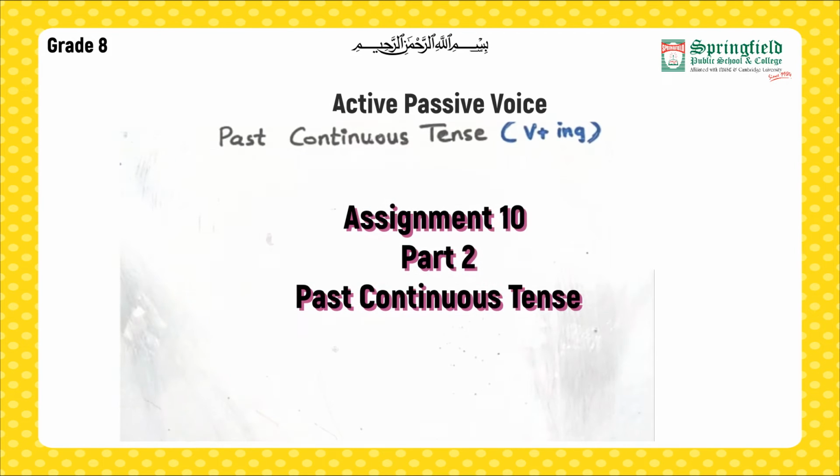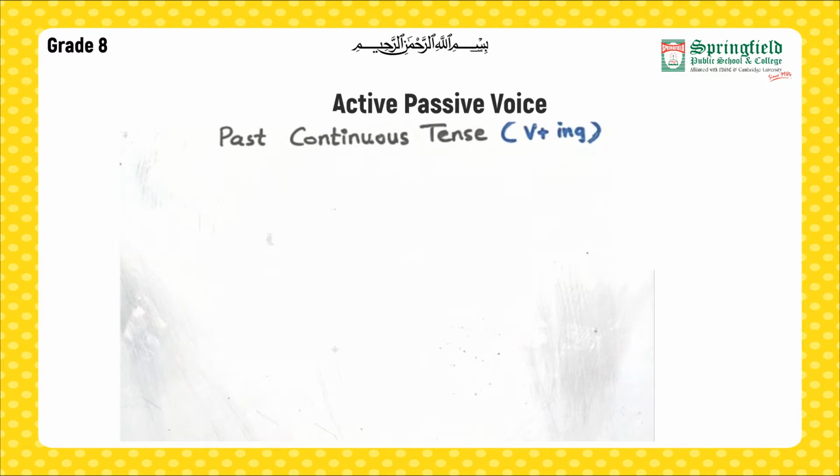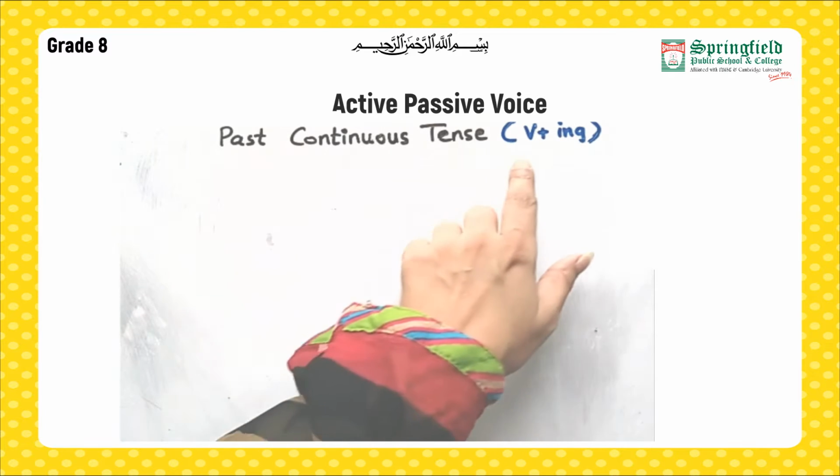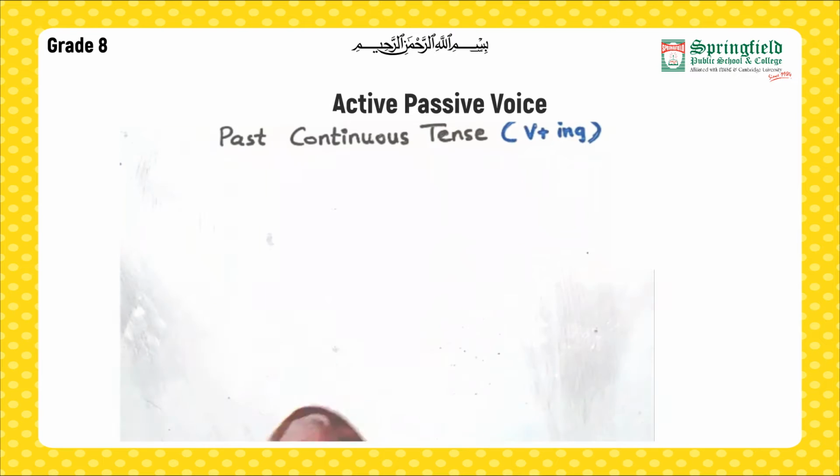Okay students, welcome back to part 2 of continuous tenses like active passive voice. As you've already been told, we use verb plus ing form in continuous tenses, the main verb with ing, and that makes the present continuous, past continuous or future continuous tense. So we are going to be discussing active and passive voice.